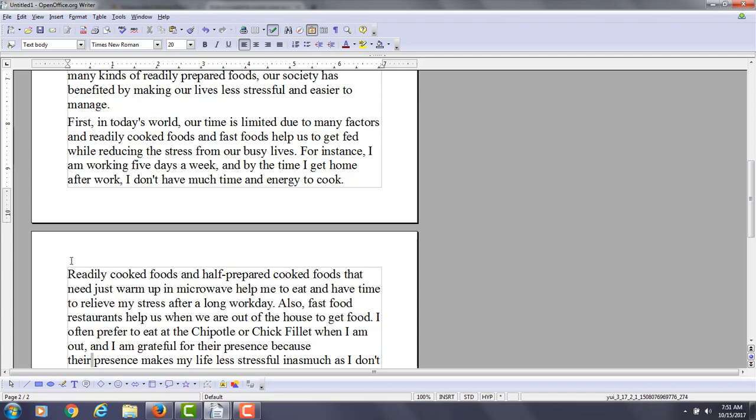Readily cooked foods and half prepared cooked foods that just need a warm up in microwaves help me to eat and have time to relieve my stress after a long workday. Also, fast food restaurants help us when we're out of the house to get food.